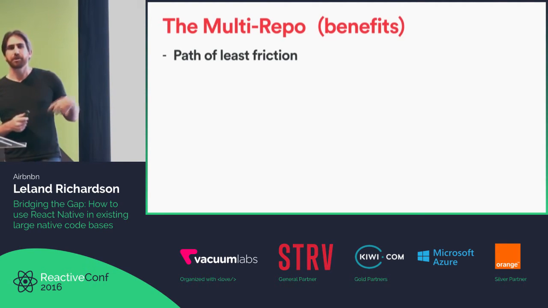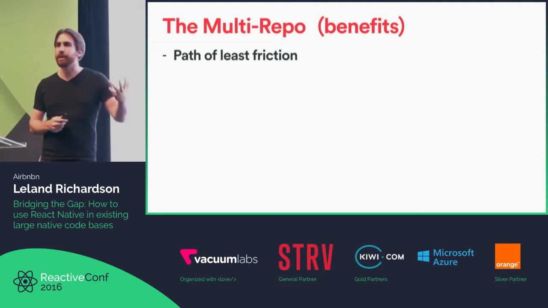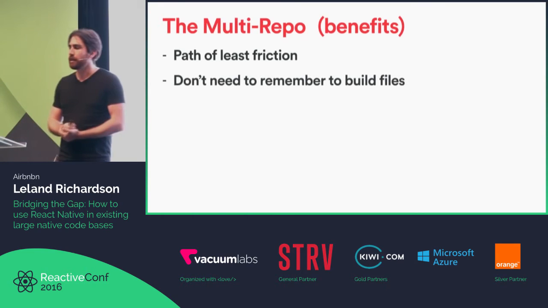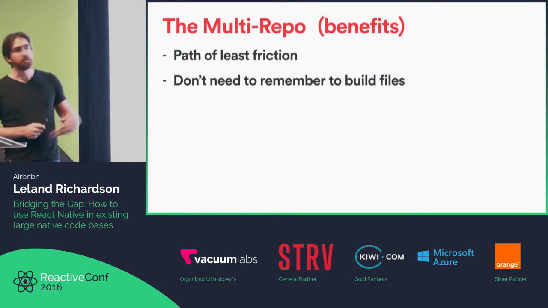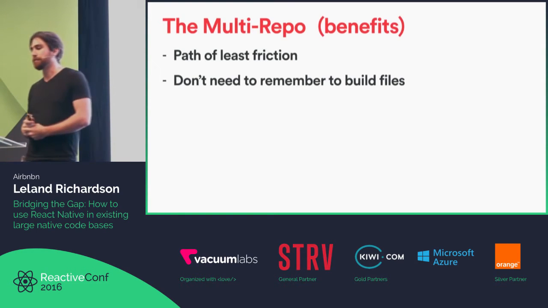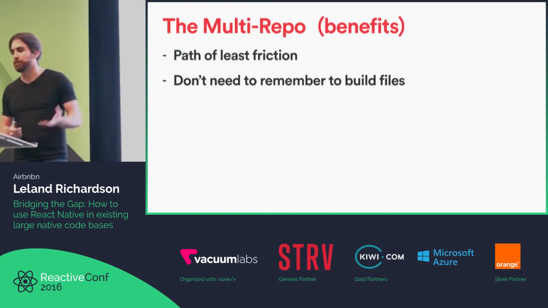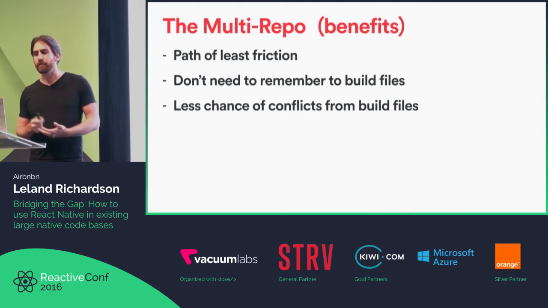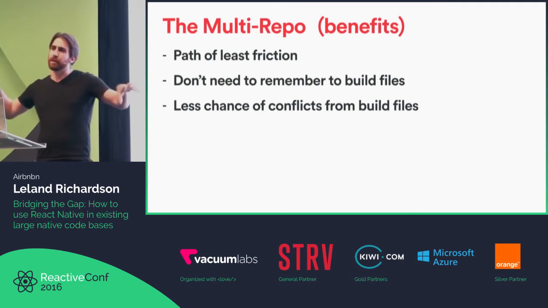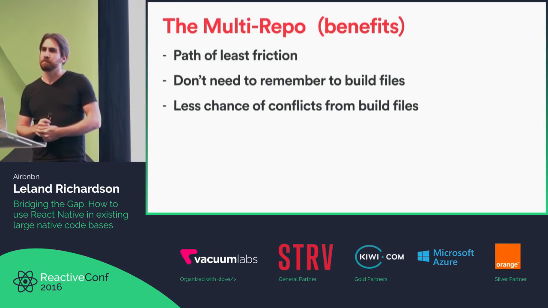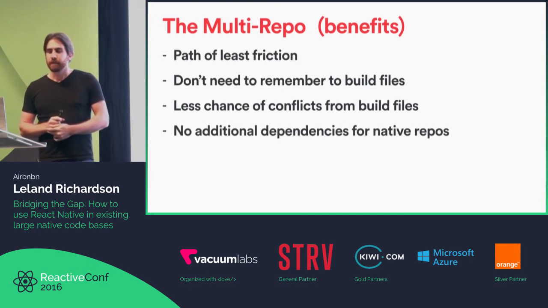We want to make sure that we can integrate with those existing native teams and those existing code bases and start trying out React Native. And we don't need to remember to build files. We don't need to do that when we merge our PR or anything like that. There's less chance of conflicts from multiple PRs getting merged and having the build files kind of clobber each other.